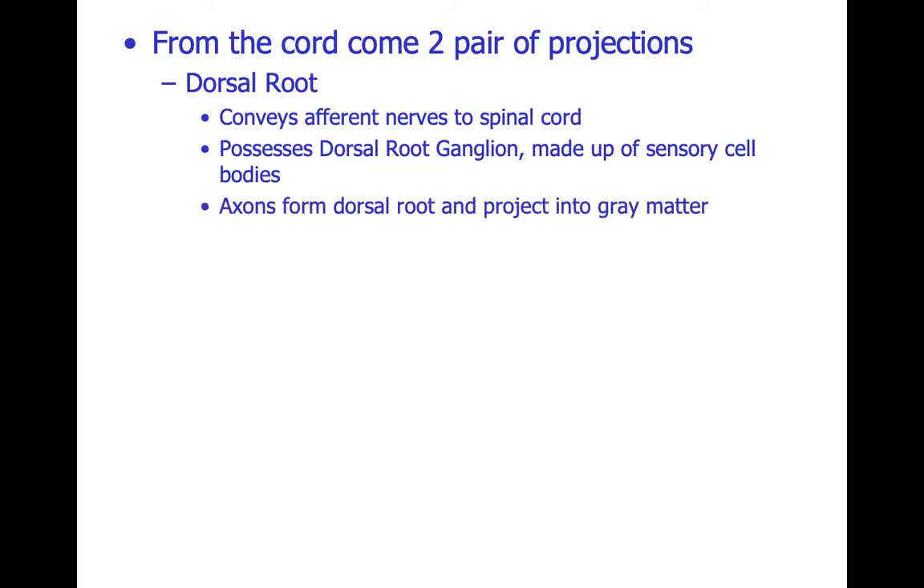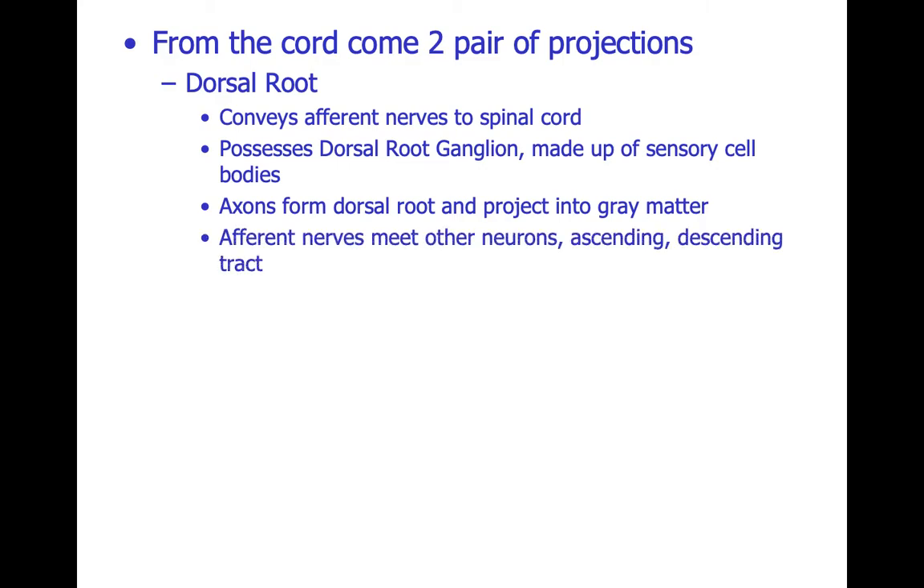The axons form the dorsal root and project into the gray matter, the axons from these sensory cell bodies that are located in the dorsal root ganglion. Okay? The afferent nerves meet other neurons, ascending and descending tracts. So those axons move into the gray matter of the spinal cord, and they're going to meet up with other neurons. They're going to meet up with the ascending or descending tracts.